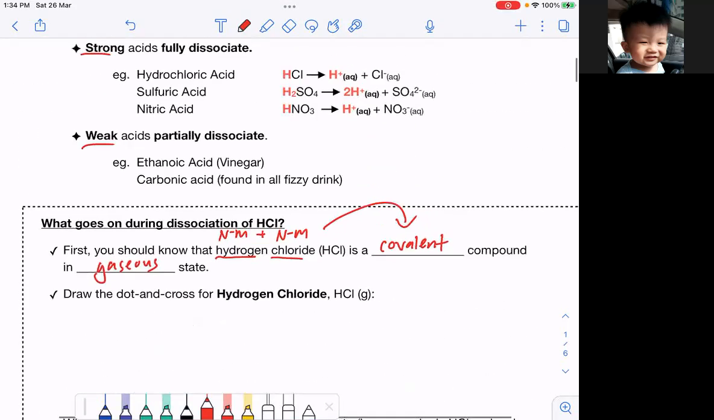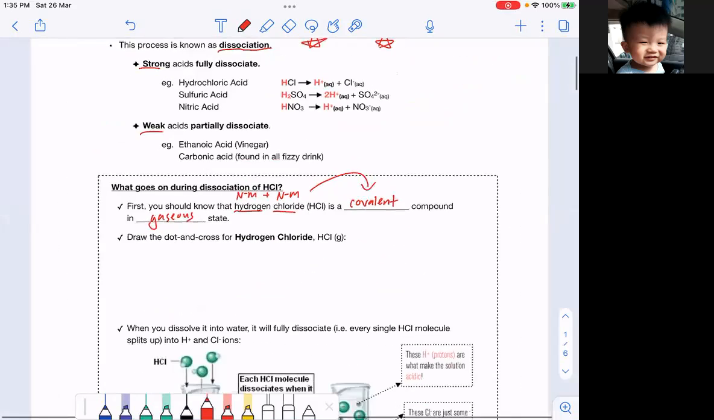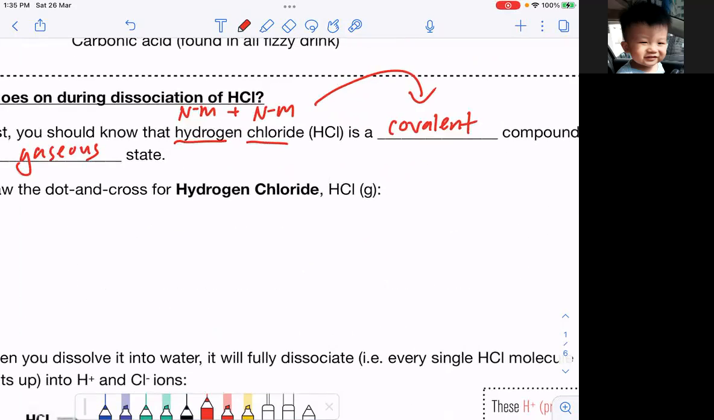But what did I just say earlier when we introduced this chapter? No water, no acid. So if I give you gaseous HCl, is it acidic? No. It could be acidic if I later do something. What do you think I'll do to it? Give it some water, throw in the water. Haven't thrown in the water, is it acidic? No. So be careful. Hydrogen chloride, how to draw the dot and cross diagram? For the sake of Wenxuan, she's new, so I just quickly show you. Hydrogen has 1 electron. Chlorine has 7 outer shell electrons.